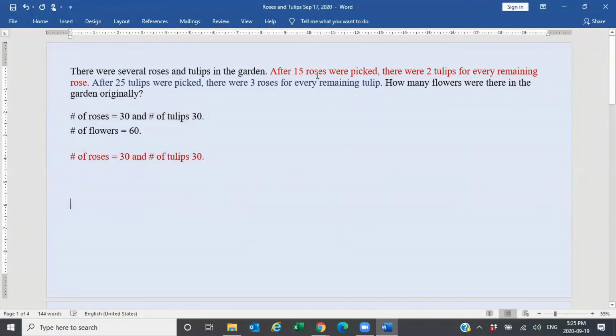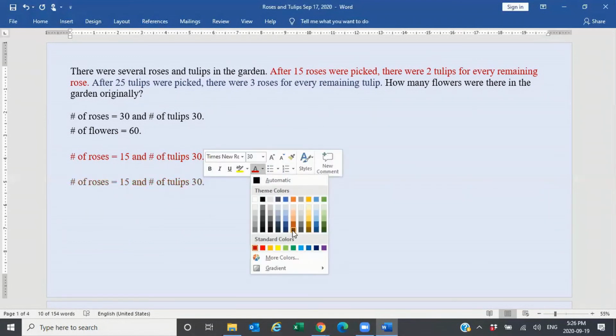So it says, after 15 roses were picked, there are 2 tulips for every remaining rose. 30 minus 15 is 15. All right. Now it says there are 2 tulips for every remaining rose. Well, 30 divided by 2 is actually 15, and 15 times 2 is 30. So we know that there are actually 2 tulips for every remaining rose. Now, I'll actually copy this sentence because in this question, flowers are being picked, so the numbers are changing.